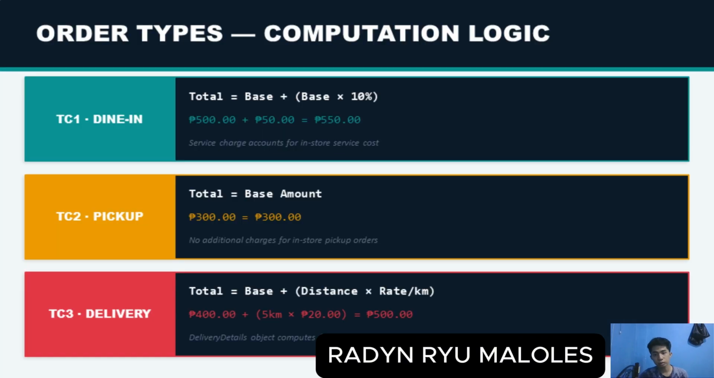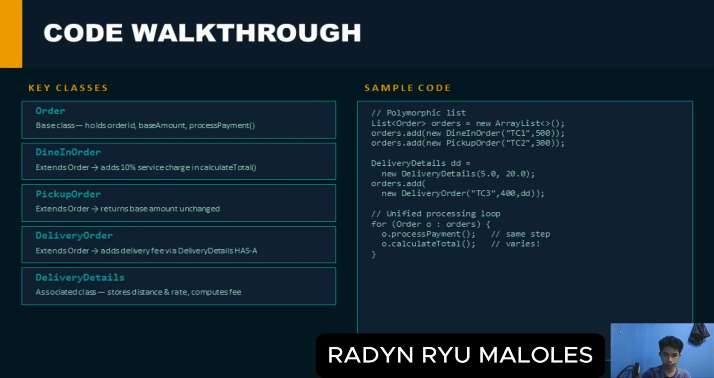So let's take a look at the computation logic using three test cases. Test case 1 is a 500 peso dine-in order with a 10% service charge, so the total becomes 550 pesos. Test case 2 is a 300 peso pickup order. Since there are no extra charges, the total stays exactly at 300 pesos. Test case 3 is a 400 peso delivery order with a 5 kilometer distance at 20 pesos per kilometer. So the 100 peso delivery fee brings the total up to 500 pesos.